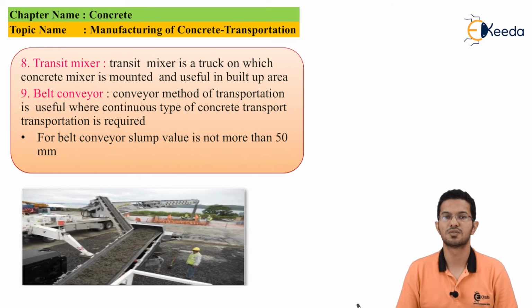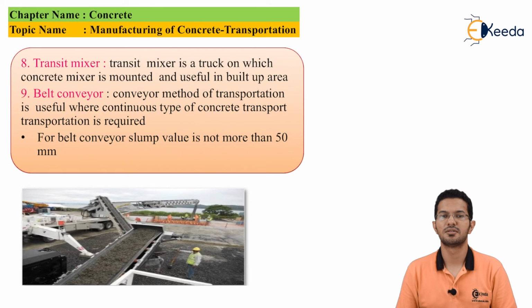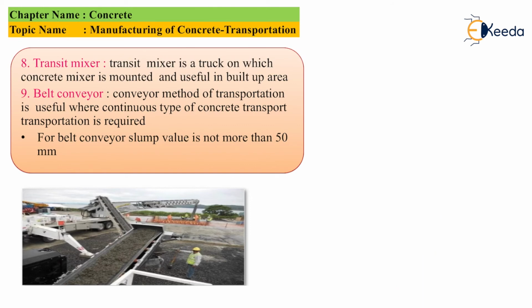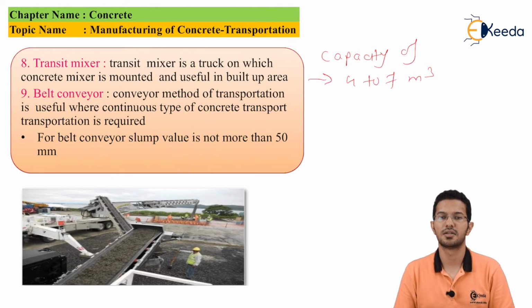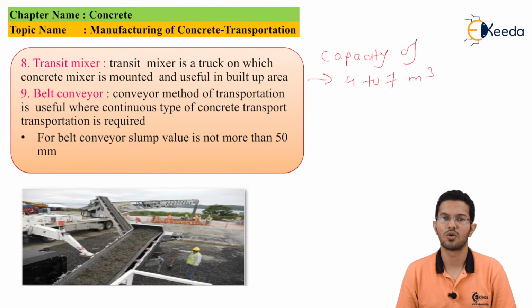The transit mixer is one of the most popular equipment for transporting concrete over a long distance, mostly in ready-mixed concrete. The transit mixer is mounted on the truck and has a capacity of 4 to 7 meter cube. The concrete is continuously agitated in the truck with 2 to 6 revolutions per minute. A small pump is fitted on a truck mixer for discharging concrete. Concrete fed in the mixer can be either dry or wet mix. If the mix is wet, then it must reach the site in 1 or 1.5 hours.